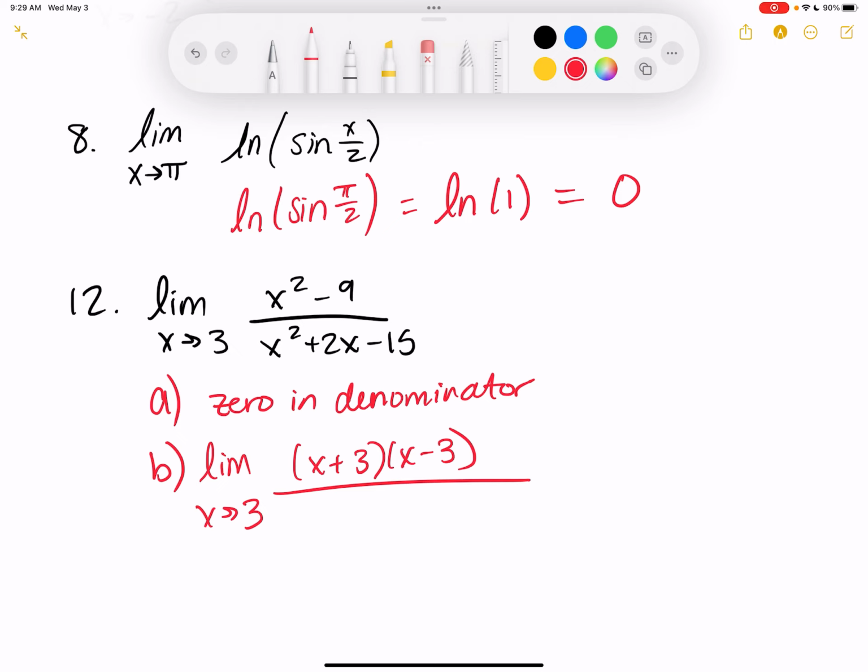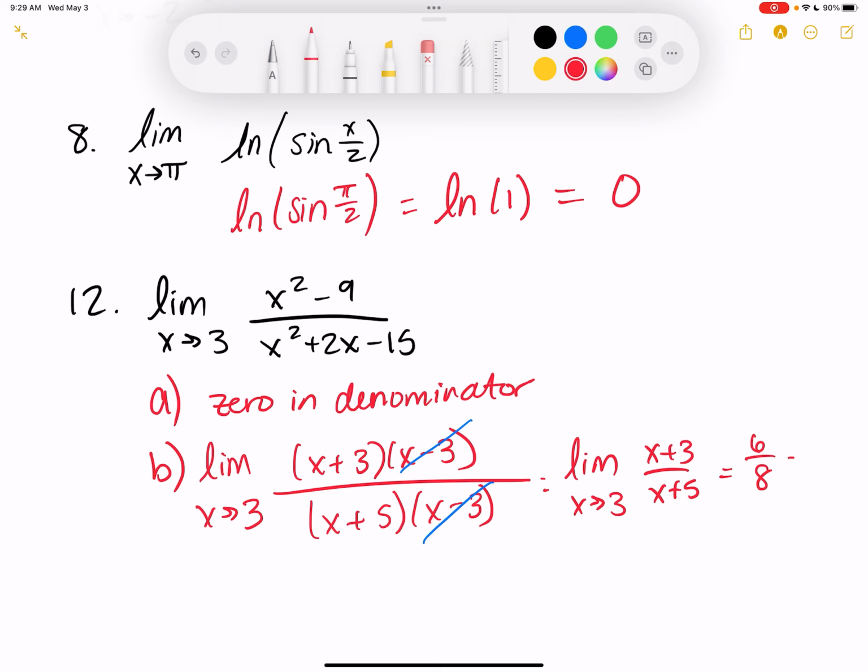Give me a second, I've got to think about it. Got it. 5 and -3. So the bottom is x plus 5 times x minus 3. Then the x minus 3's cancel. Now I can do the limit as x approaches 3 of x plus 3 over x plus 5. If you plug in 3, you get 6 over 8, which reduces to 3/4.